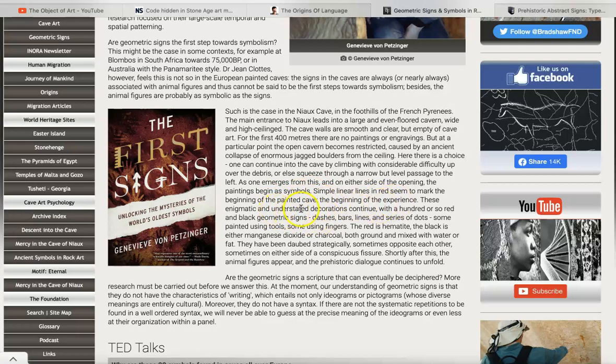These enigmatic and understated decorations continue with 100 or so red and black geometric signs, dashes, bars, lines, and series of dots, some painted using tools, some using fingers. The red is hematite. The black is either manganese dioxide or charcoal, both ground and mixed with water or fat. They have been daubed strategically, sometimes opposite each other, sometimes on either side of a conspicuous fissure. Shortly after this, the animal figures appear, and the prehistoric dialogue continues to unfold.